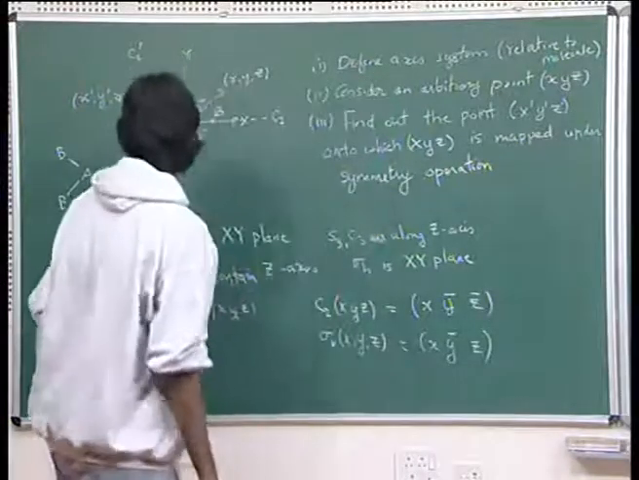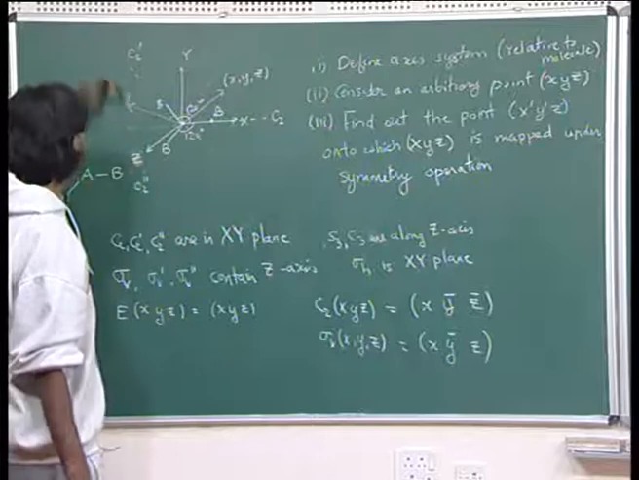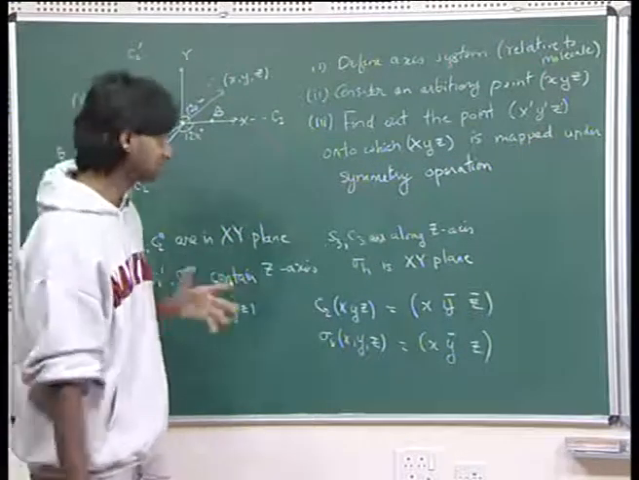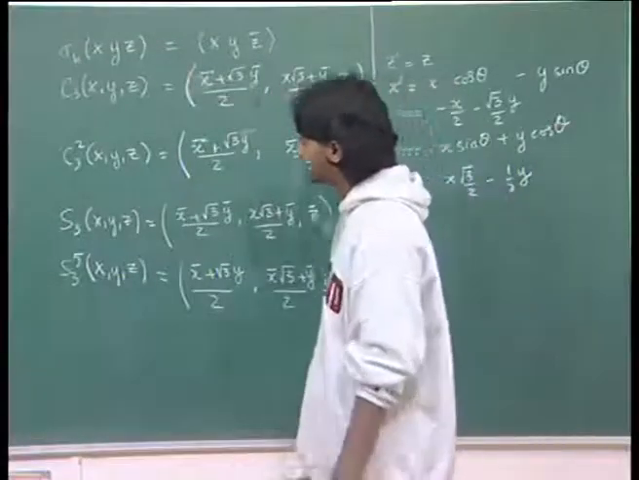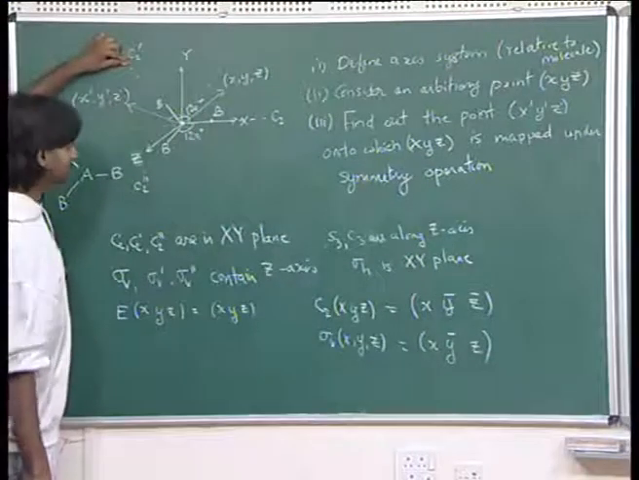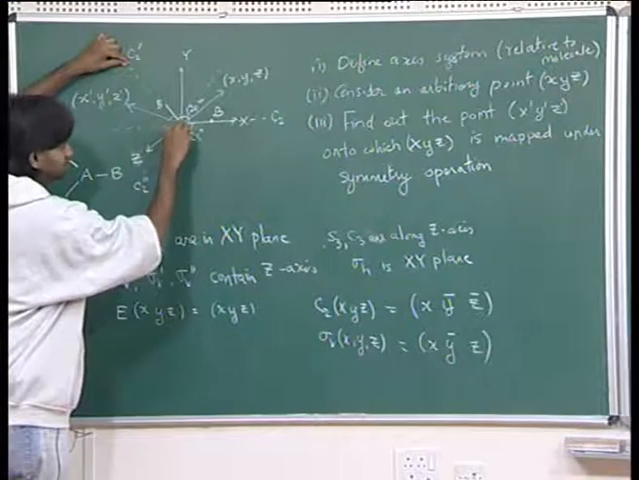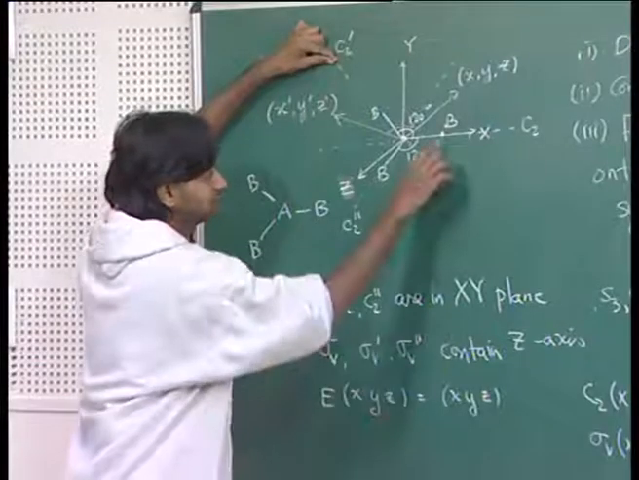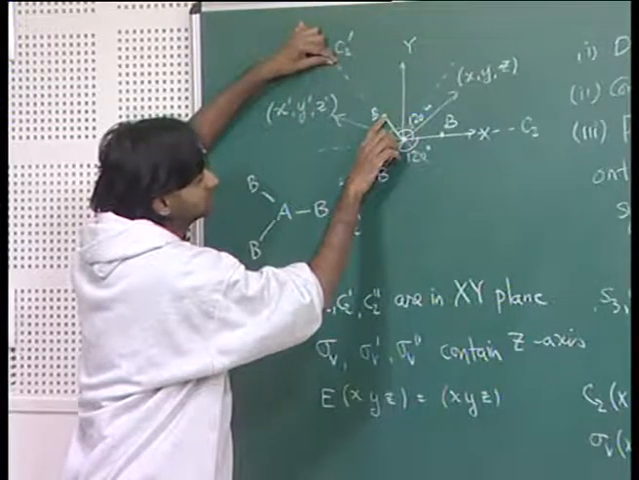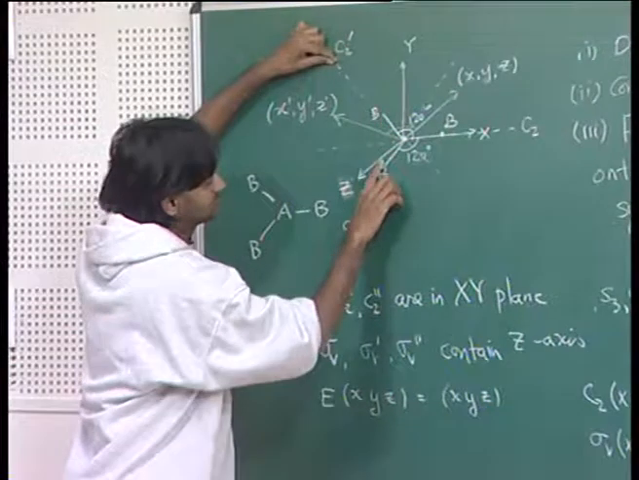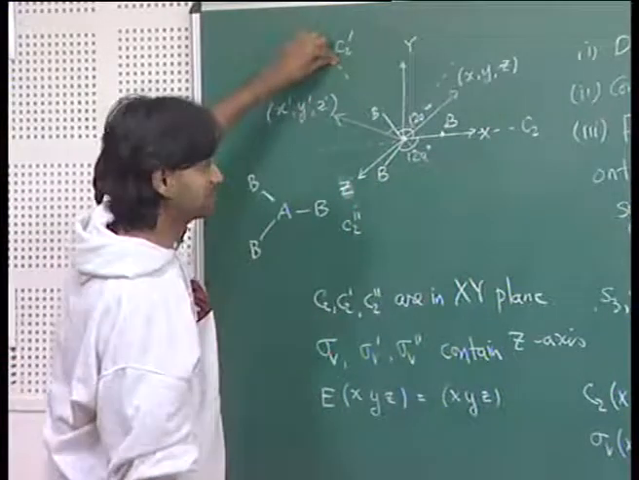Now, the tricky part is calculating C2 prime, C2 double prime, sigma v prime and sigma v double prime. Not a whole lot more tricky, because you know that C2 prime is the same as C3 followed by C2. So if I do C3, then this will come here, and if I follow it by C2, then this will come here. So C2 prime is the same as C3 C2.